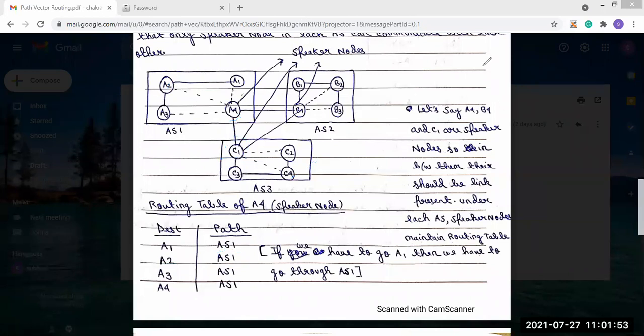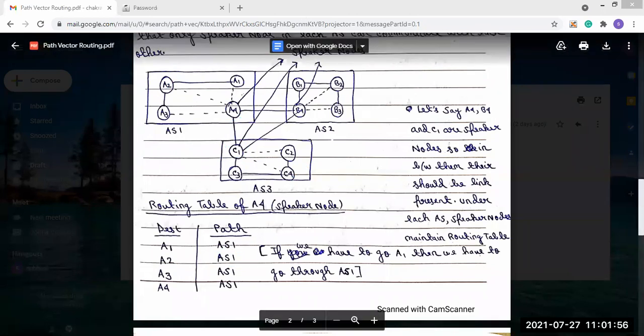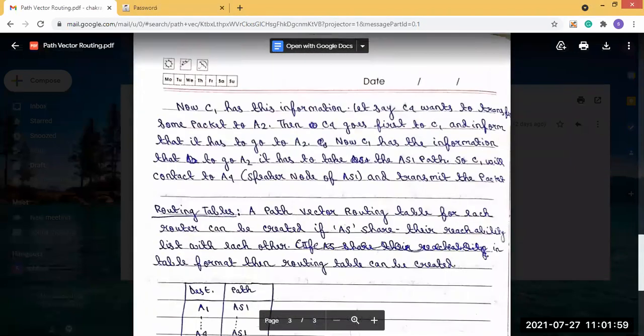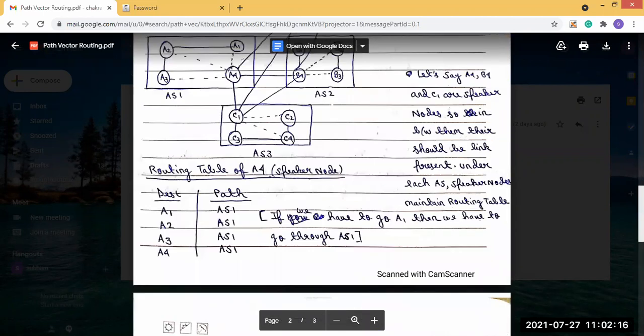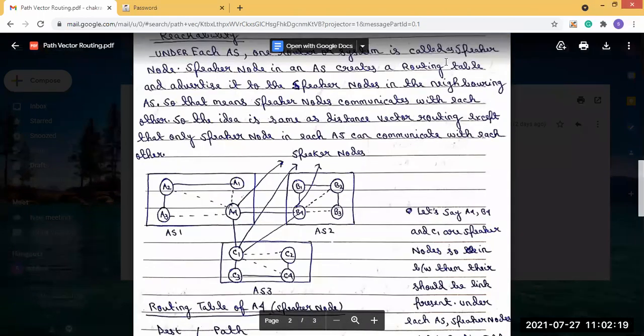Now, the routing table. Now, building a routing table. A path vector routing table for each router can be created if autonomous systems share their reachability list with each other in a table format, then the routing table can be created. Now, if we consider this autonomous system, we will do what? In path vector routing, a table for each router can be created.